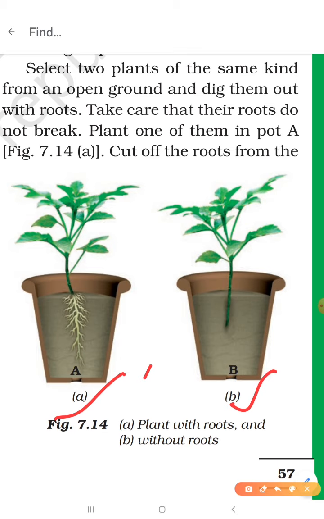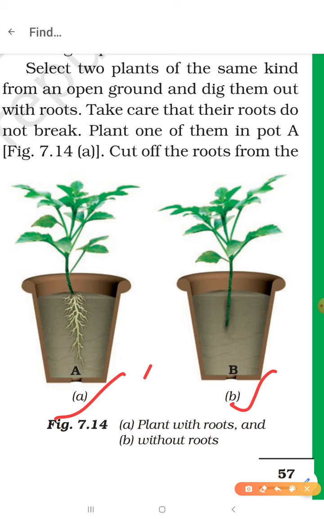Are both plants healthy? What do you think? I don't think that both plants are healthy. But we watered both the plants regularly. We know that one is without roots and one is with roots. We observe that the plant which is in pot B is not healthy. It means that now we can understand the importance of the root.